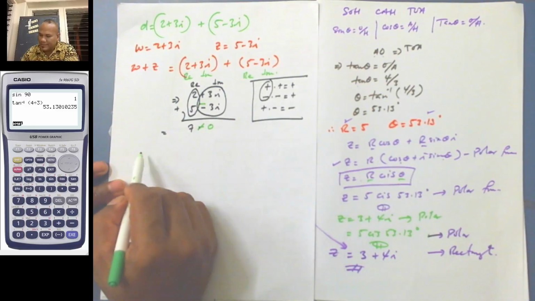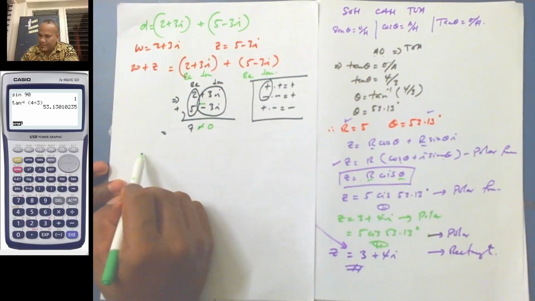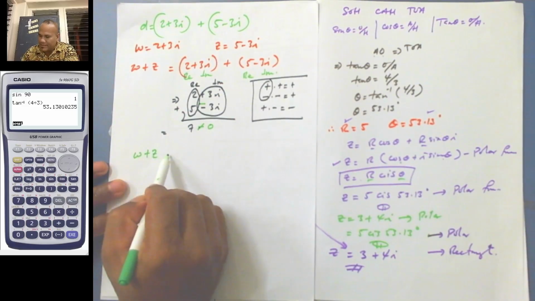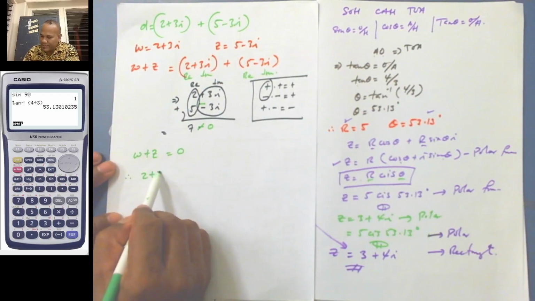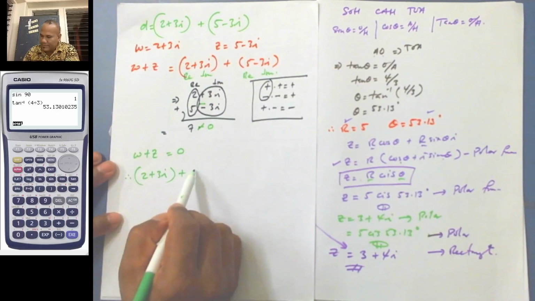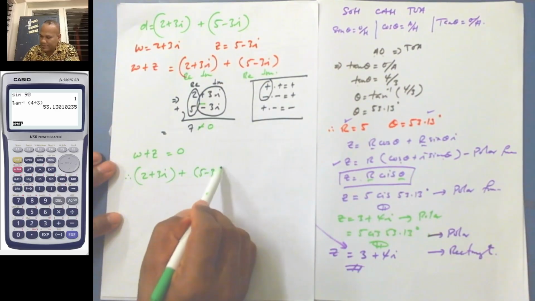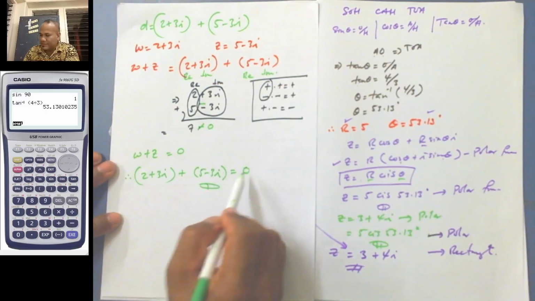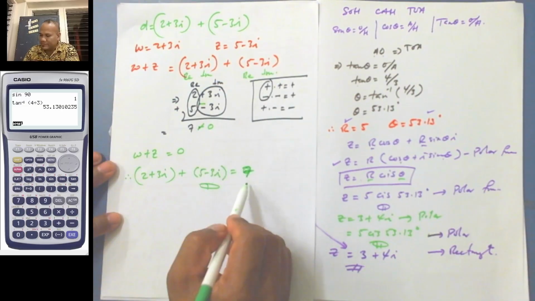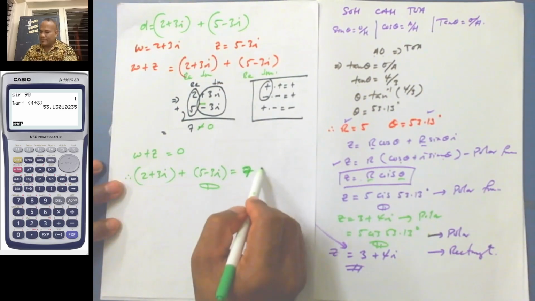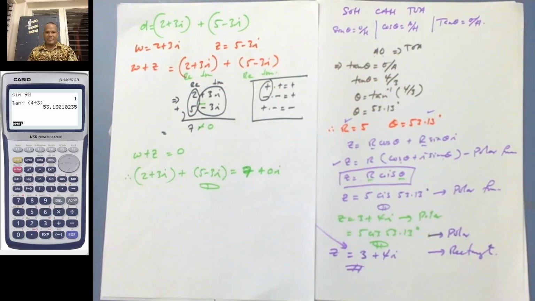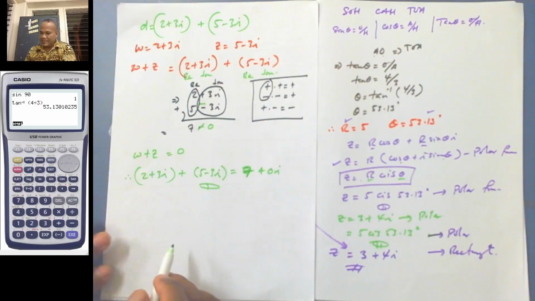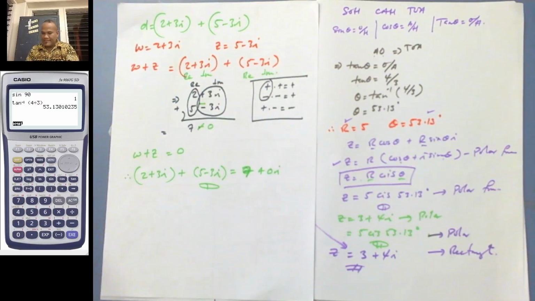So our answer here is omega plus z is equal to 7, because 0 is the same as plus 0i. Therefore, 2 plus 3i plus 5 minus 3i is equal to 7. That is your answer. I give you 2 minutes just to do this as an exercise.